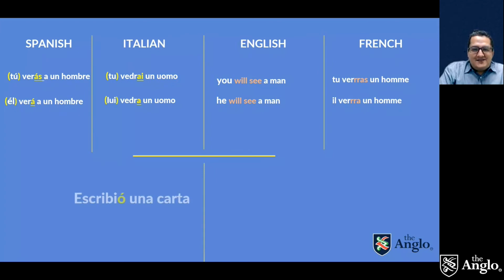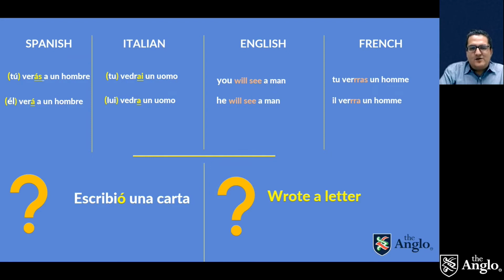Let's look at this other example. Escribió una carta versus wrote a letter. Escribió una carta, wrote a letter. So who is the subject for each of these sentences? If we look at escribió una carta, we could easily infer that we have a certain subject. Can you type in the chat box subjects for escribió una carta?